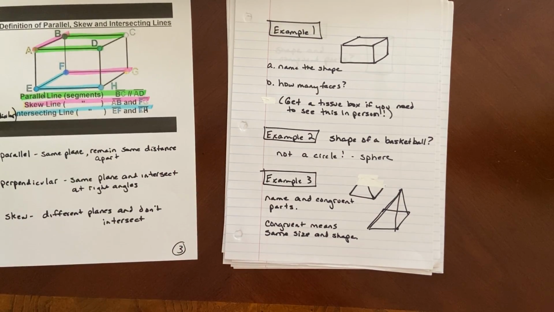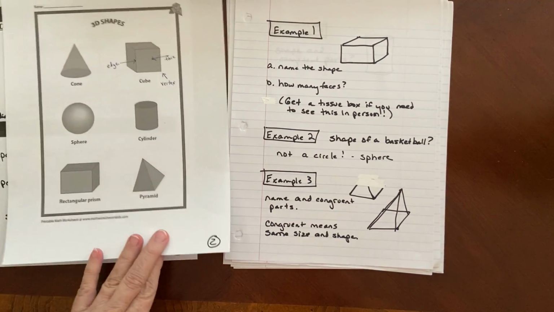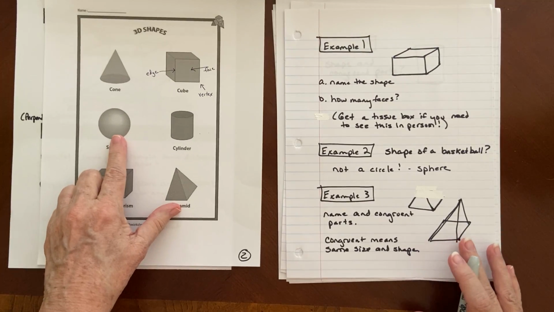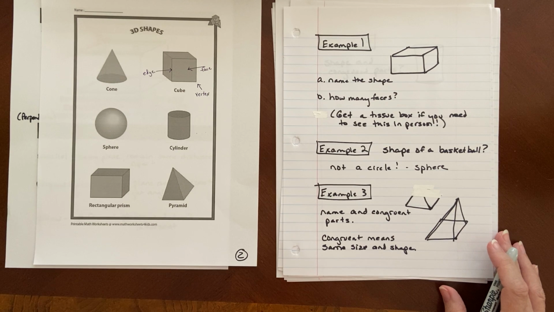Example 2 says, what's the shape of a basketball? It's not a circle, it's a sphere. Coming back to this, I see that it's a sphere, okay?